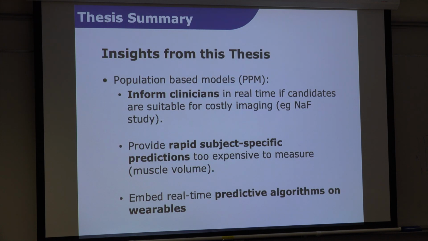So overall, the insights from this thesis of population-based modelling is that we can inform clinicians in real time if candidates are suitable for costly imaging, such as the first study of sodium fluoride PET-CT. It also provides us a way to rapidly make predictions that might be too expensive to measure, such as the second study of muscle volume. And it allows us to embed real-time predictive algorithms on wearables.